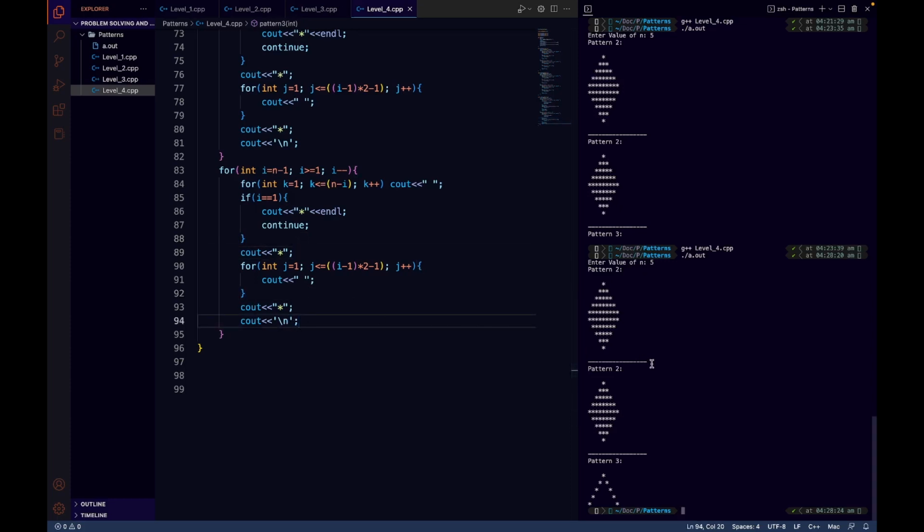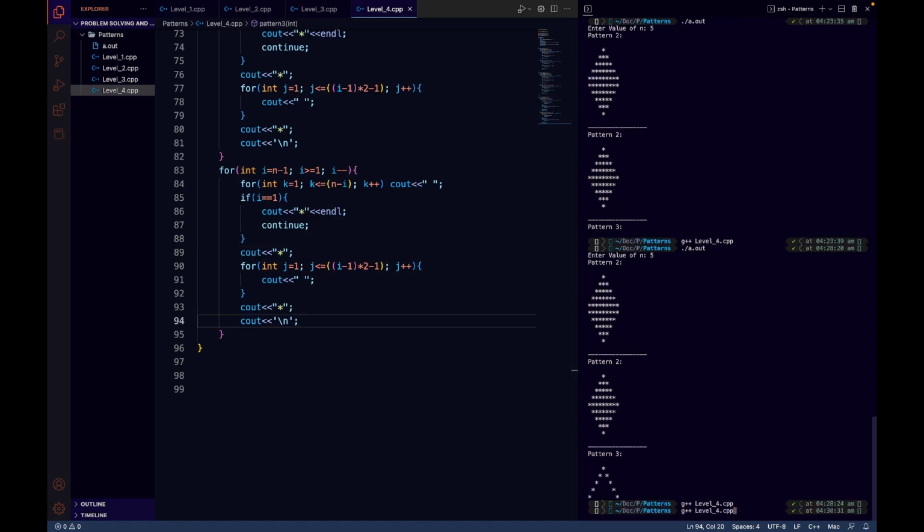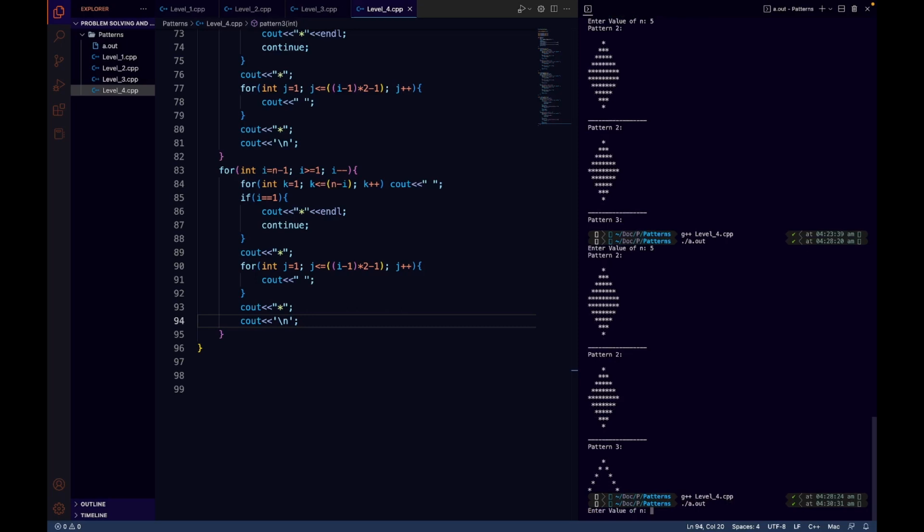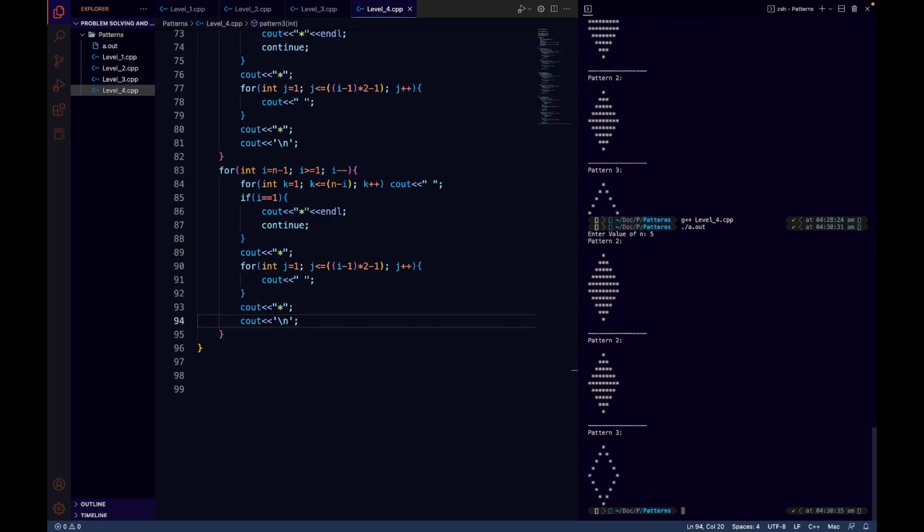Let us build the code and check whether it is producing the desired result or not. Let us print 5. So we are getting the desired result. So this was the last pattern of the last level.